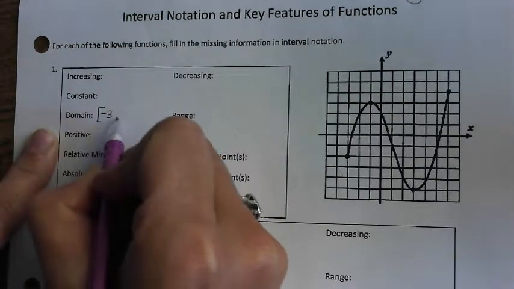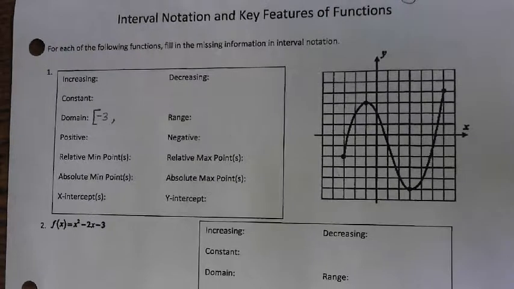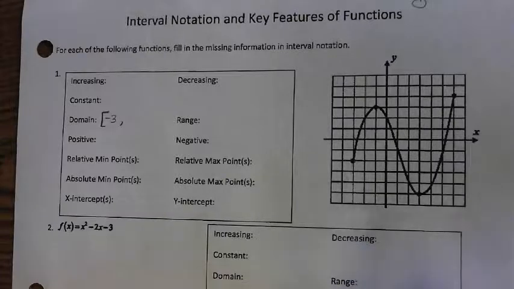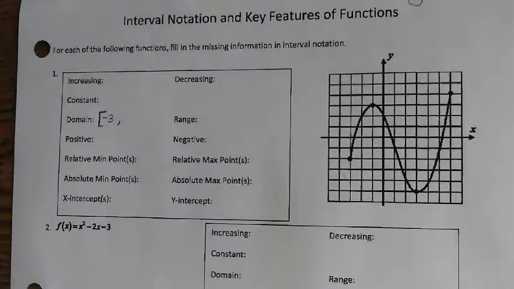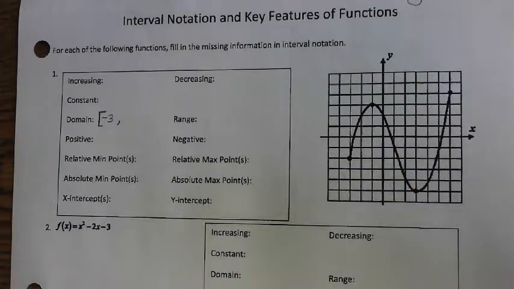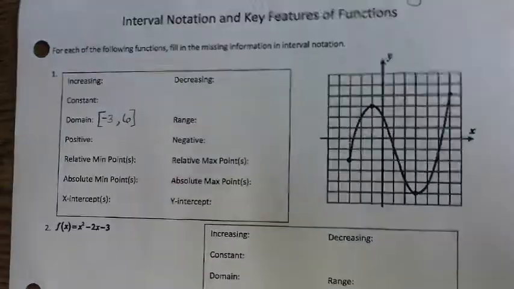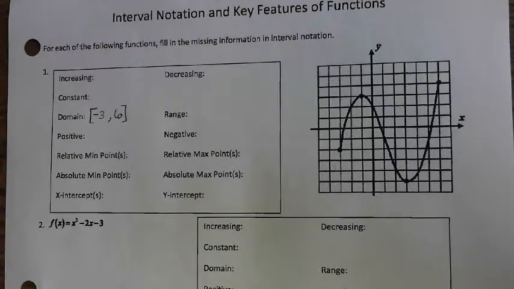So from the lowest number, comma, to the highest number, what is the maximum on your domain? Positive 6? 1, 2, 3, 4, 5, 6. Does it include that point? Yes. So it includes it, so it's a hard bracket. If it was an open circle, we would use a parenthesis.